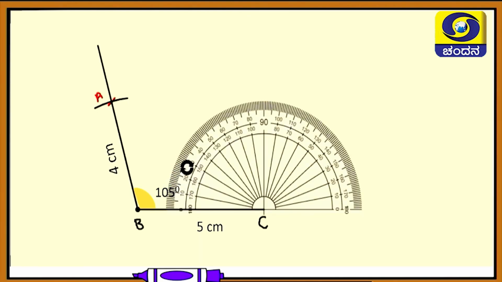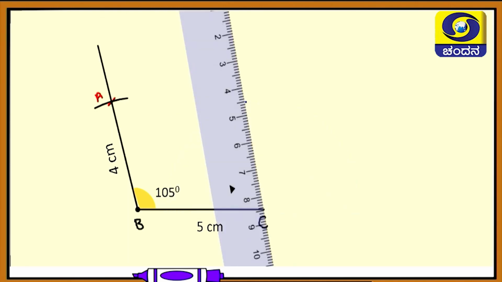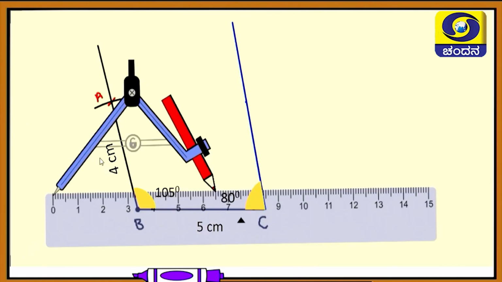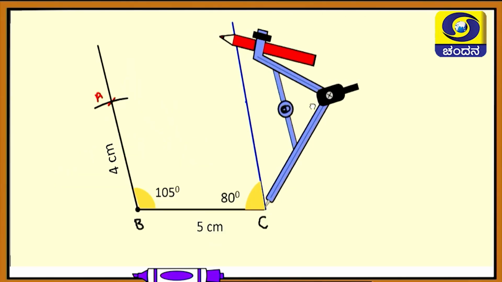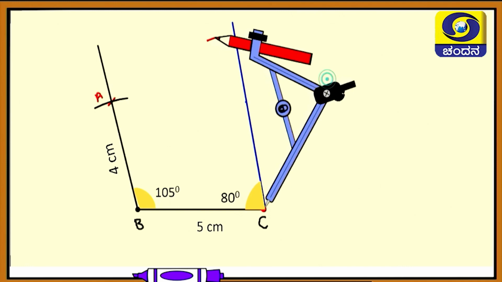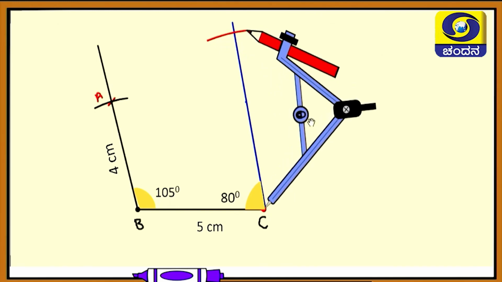Again at C I am marking 80 degree. Yes, I am joining that marked point and point C, extending that line. With the help of a pair of compasses, I am taking 6.5 centimeter as radius, cutting that line, marking the intersection point as D.